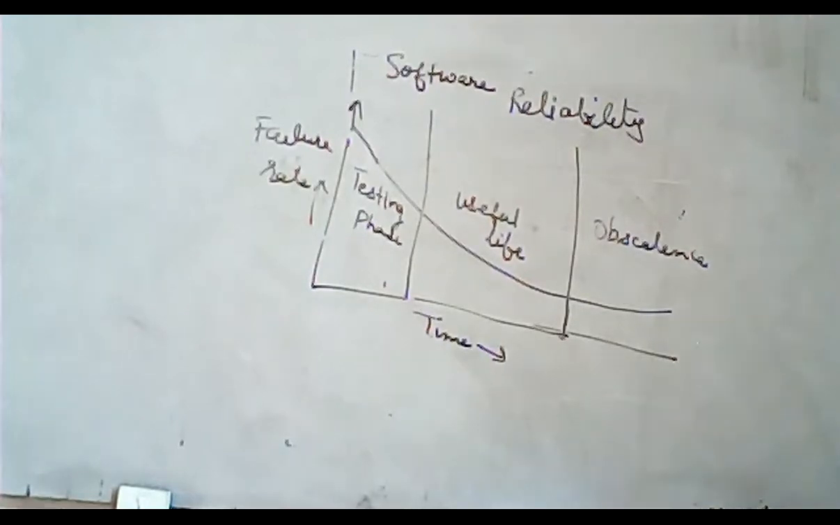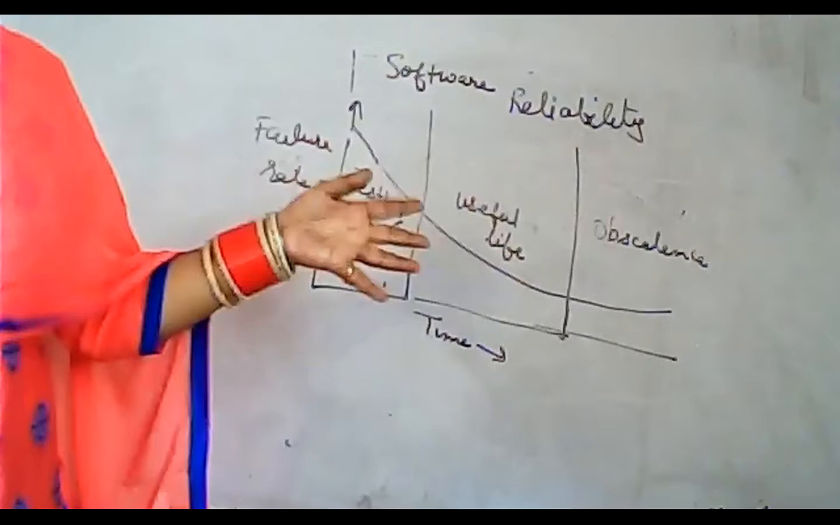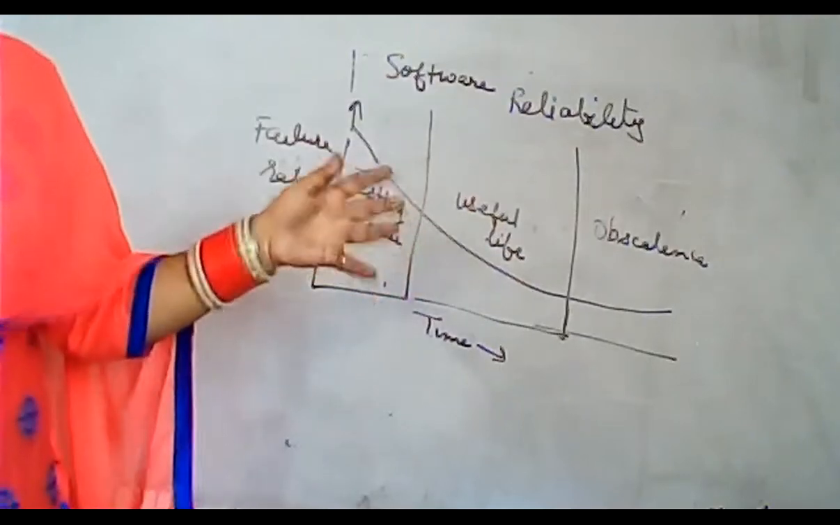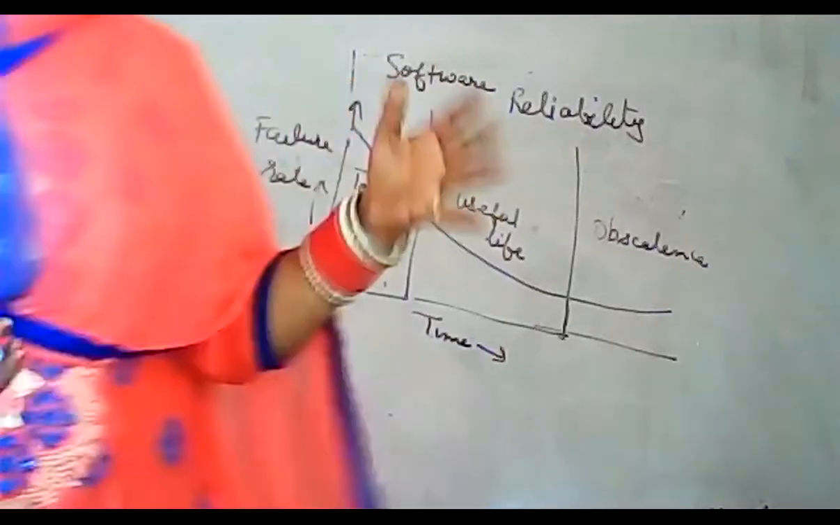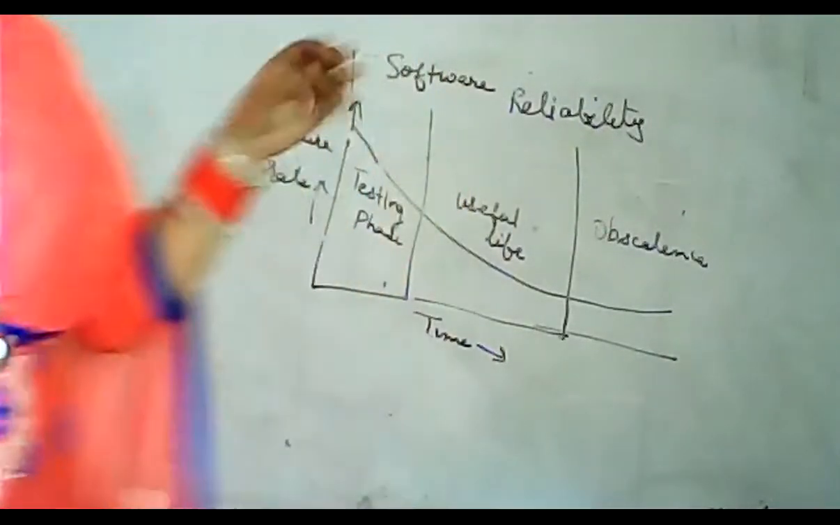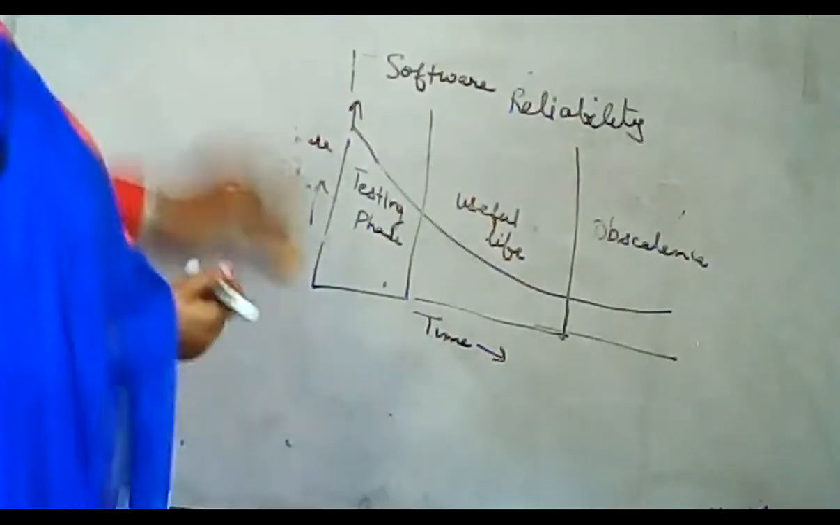Software may be retired only if it becomes obsolete. And we know we throw the software away, we don't use that software when we feel that it is of no use. Some of the contributing factors in software becoming obsolete: first is change in environment.